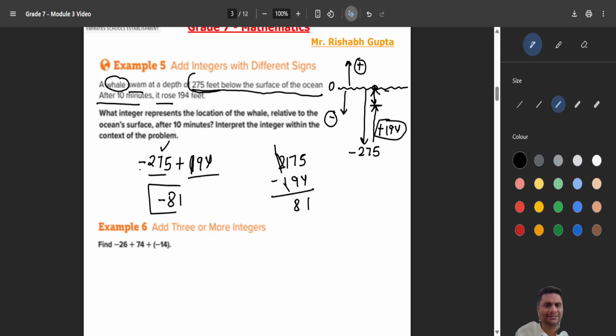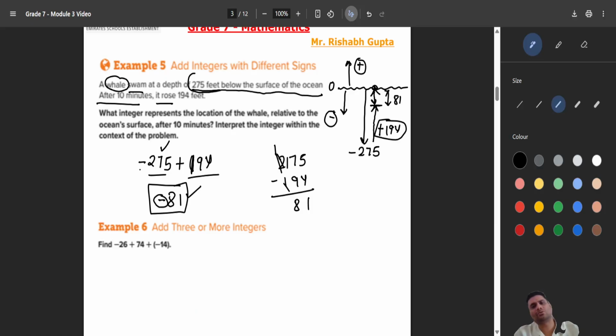Now what does this tell me? Minus, that is, the whale is still under the sea. It is still under the sea, and at what depth? At the depth of 81 feet. That is, this height from here to here is how much? 81 feet. I hope you understood the question.